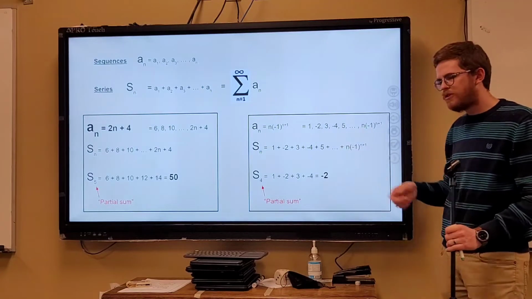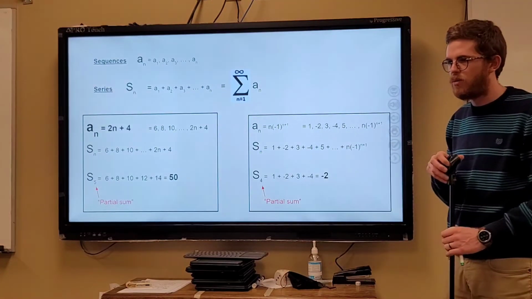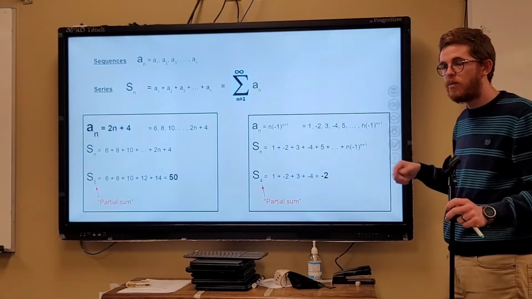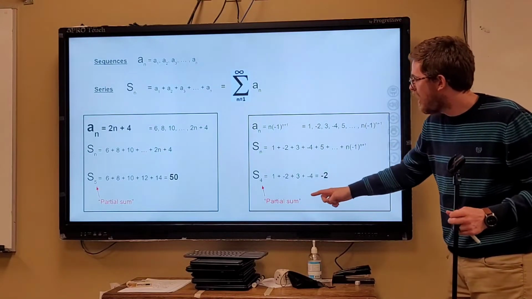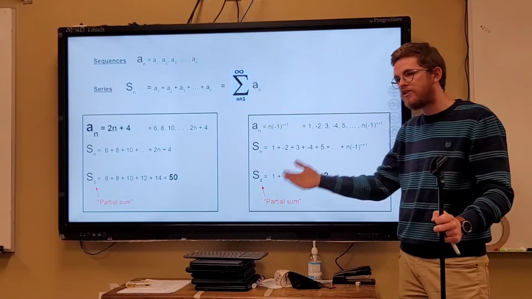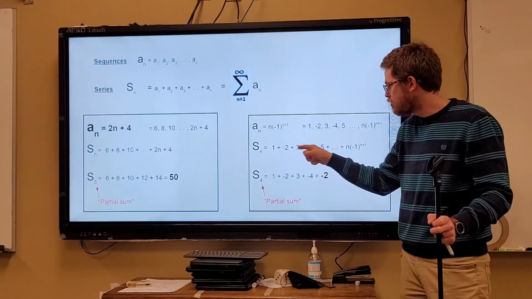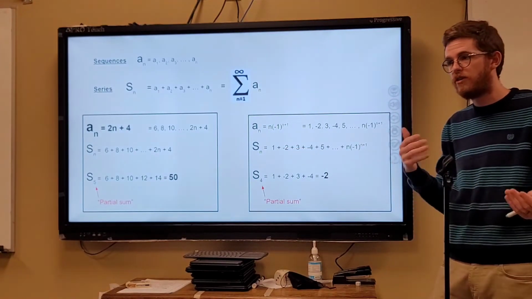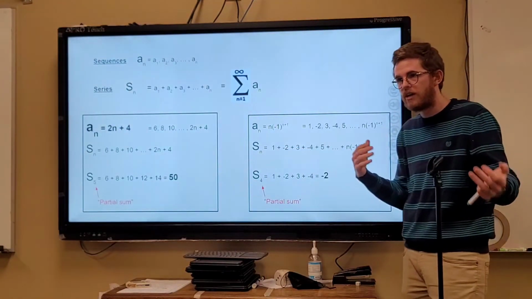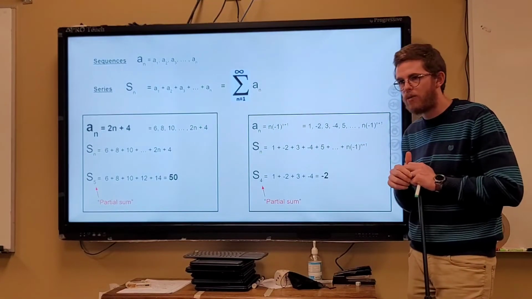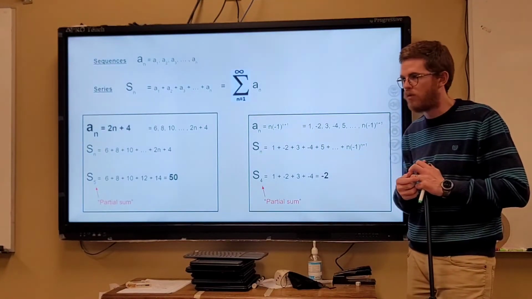This term is not an important piece of vocabulary for us at the moment, but it will be a series where each term is changing signs. We call that an alternating series because it's alternating between positive and negative numbers, and that will be important for us one day.